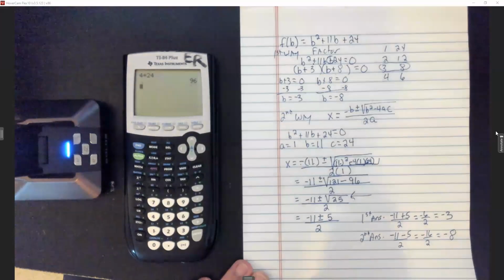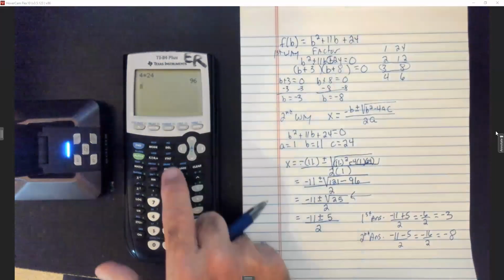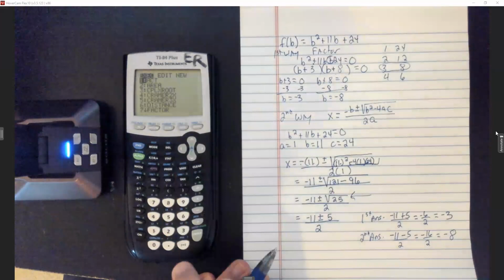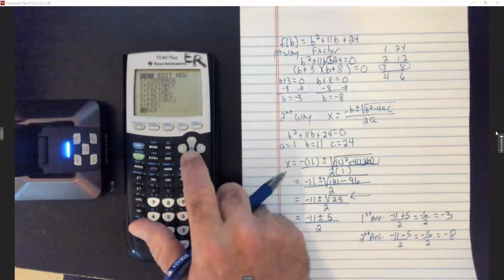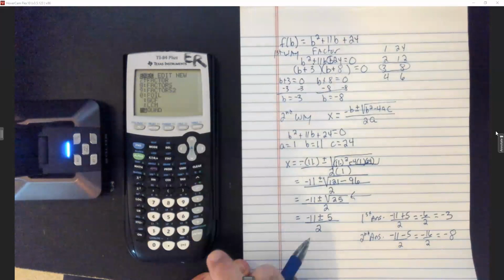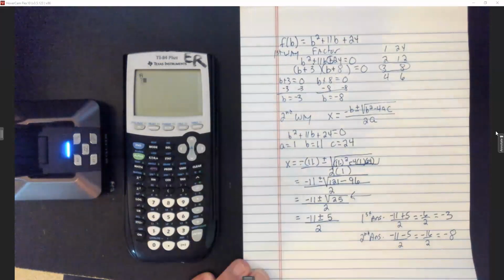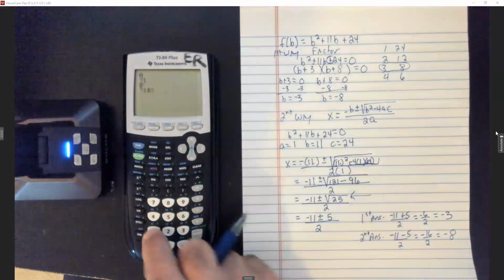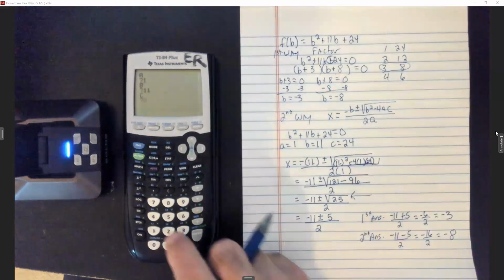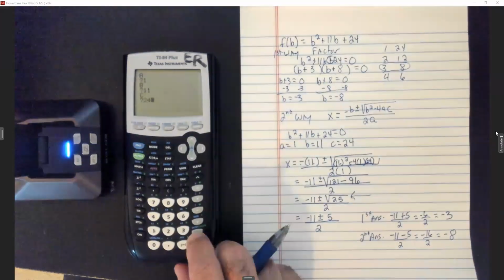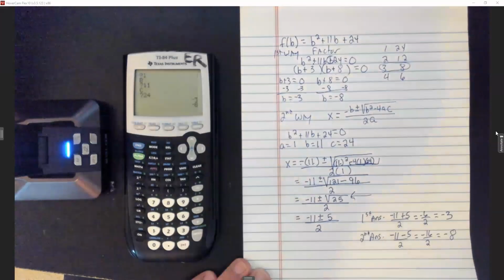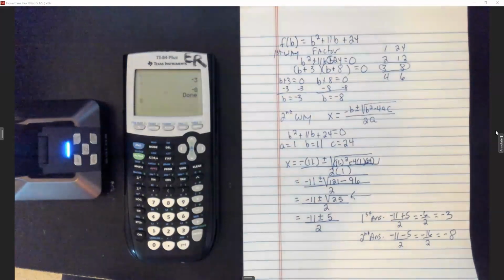Now, if you downloaded the program that I sent y'all, all you had to do on that problem was hit program, go to the quad I sent you, hit enter on quad, and then hit enter again, and it asks for the numbers. We had a 1, 11, and 24. And y'all, once you put in the 3 numbers and hit enter, you get negative 3 and negative 8. So no matter which way you go, you're going to get negative 3, negative 8.